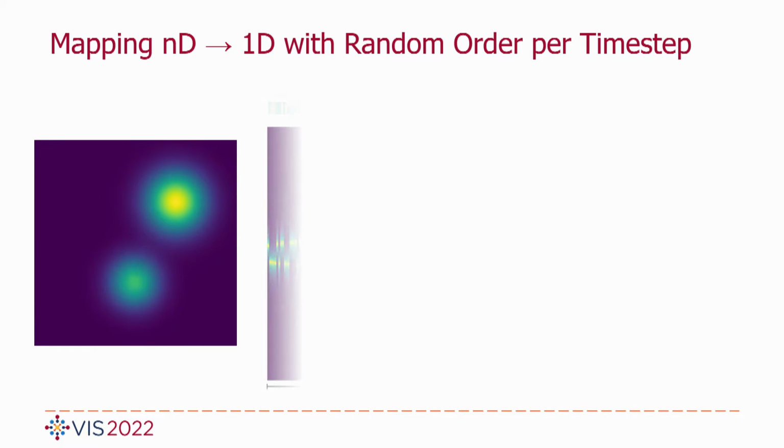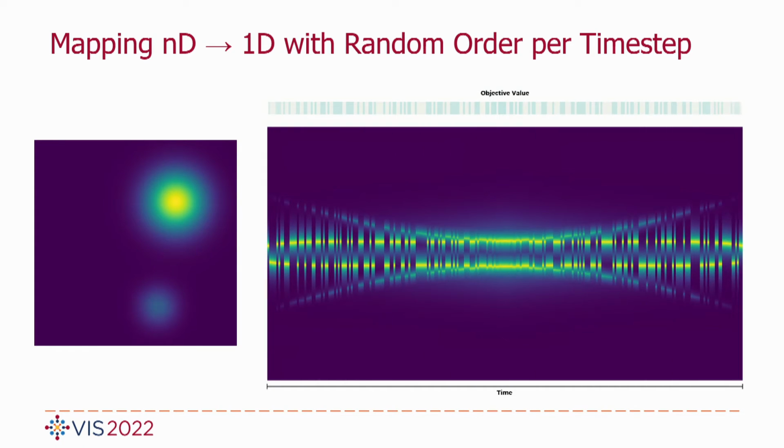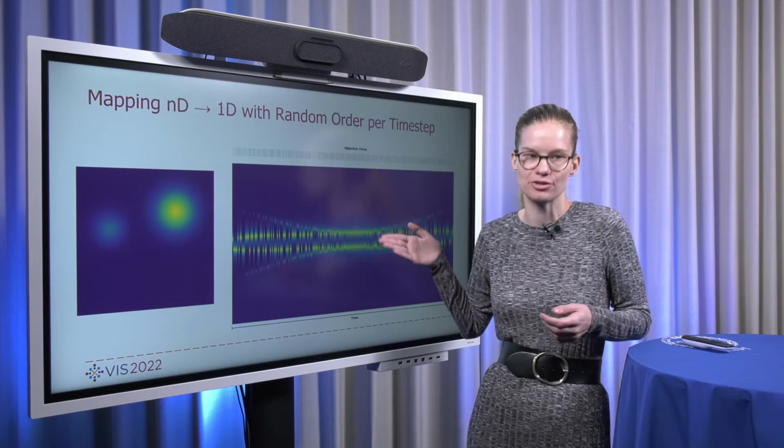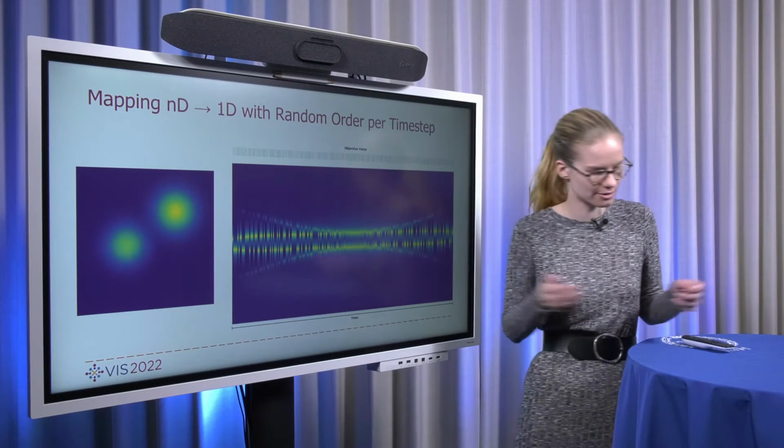Not taking temporal coherence into account, the visualization would look like that. We can already see some structure in this data, but it appears as if we basically had 4 features. And the reason for that is because our trees are not aligned.